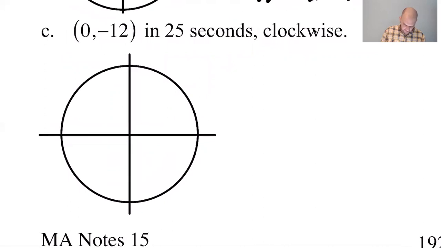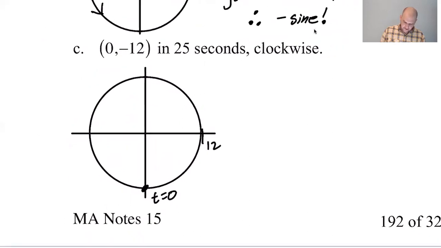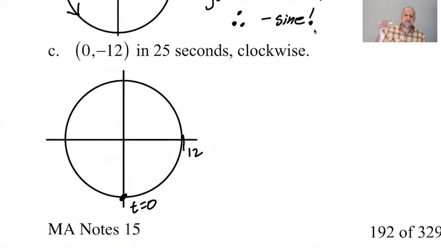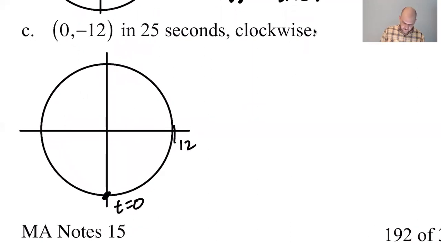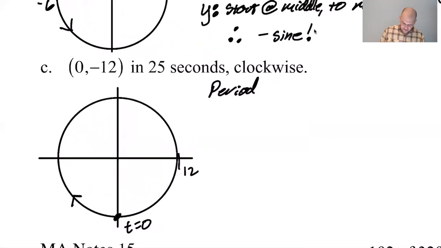All right, 0, negative 12. So we're going to be, stop. Okay. Here at t equals 0, and the radius is 12. All right, and 25 seconds. So it's like you're here at 0, 25 over 4, 25 over 2, and then 3 times 25 over 4. I'm doing like fourths, but counting very strangely. So, all right, period. Oh, clockwise. Which way does the clock go? Anti-unit circle is how I prefer to think of it. So we're going that way.